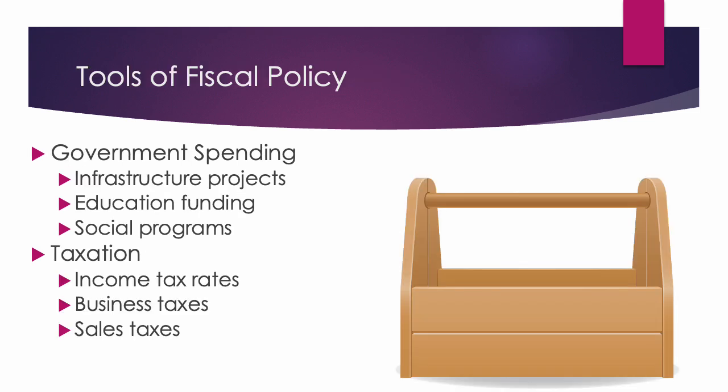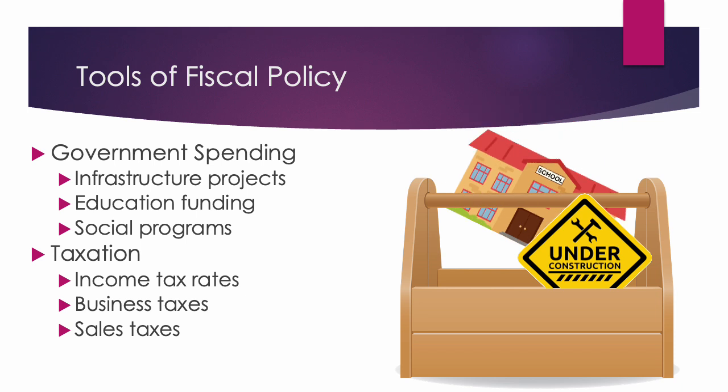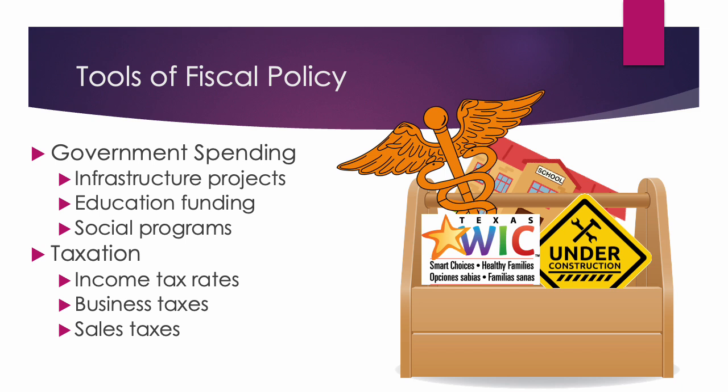The government has two main tools that make up fiscal policy: spending and taxes. It's kind of like a toolbox that they reach into and take out what they need. Government spending includes things such as infrastructure projects, like building roads, bridges, public transportation. Also, they spend money on schools. And there are programs that help people, like healthcare programs.